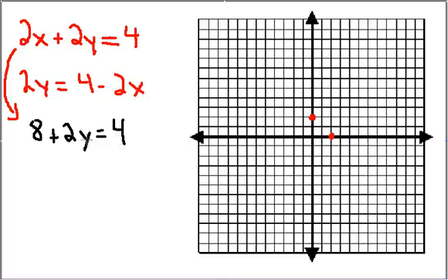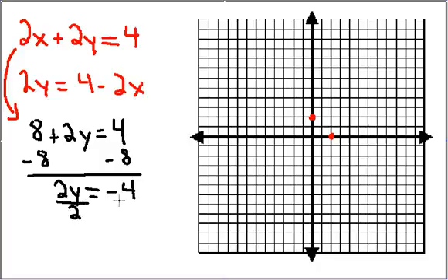We now need to solve this for y. This y term is being added with an 8, so we need to subtract an 8 from both sides. This positive 8 and this negative 8 cancel, so we are left with 2y on the left-hand side, and on the right-hand side, 4 minus 8 is negative 4. Right now our y term is being multiplied by 2, so to undo that we need to divide by 2. That then leaves us on the left-hand side y, and on the right-hand side minus 2. So then, when x is 4, y is minus 2.